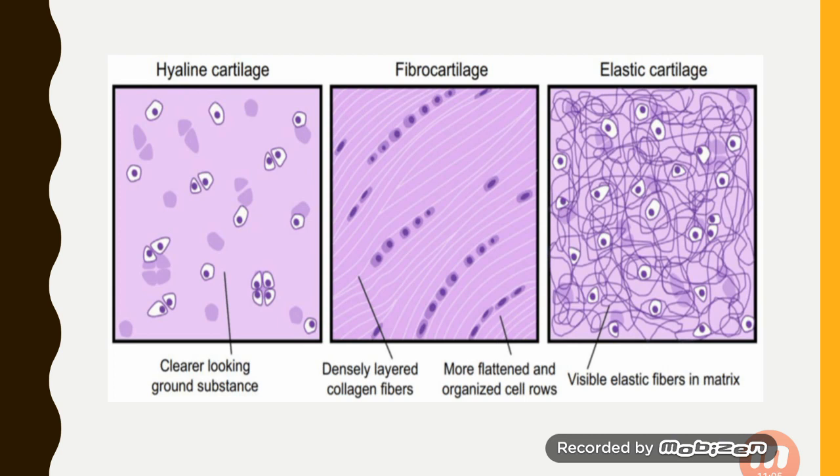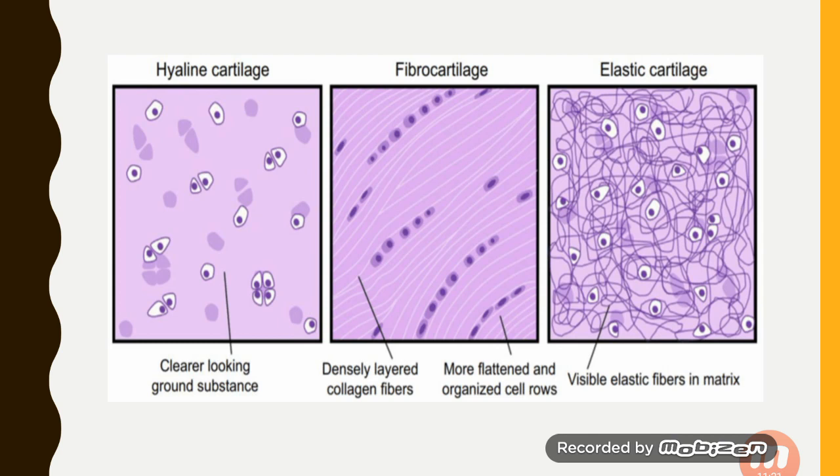First is hyaline cartilage, that is the most abundant type of the cartilage in the human body. It is mostly found in the movable joints and it is found at the ends of the long bones and in the nose, larynx and trachea.